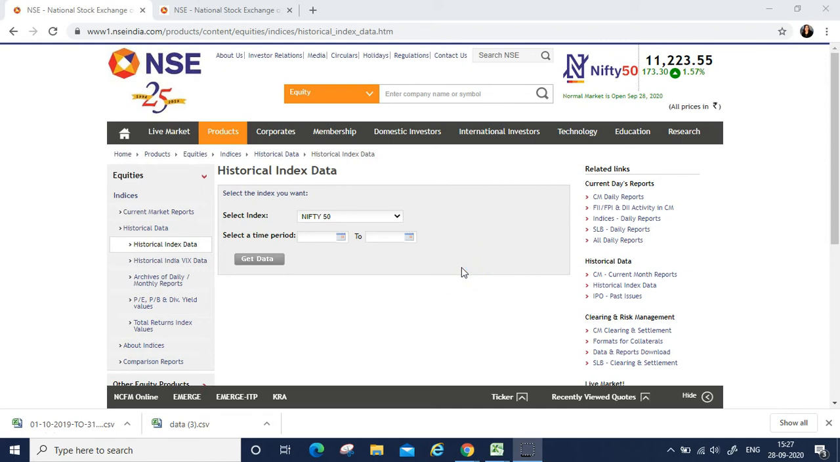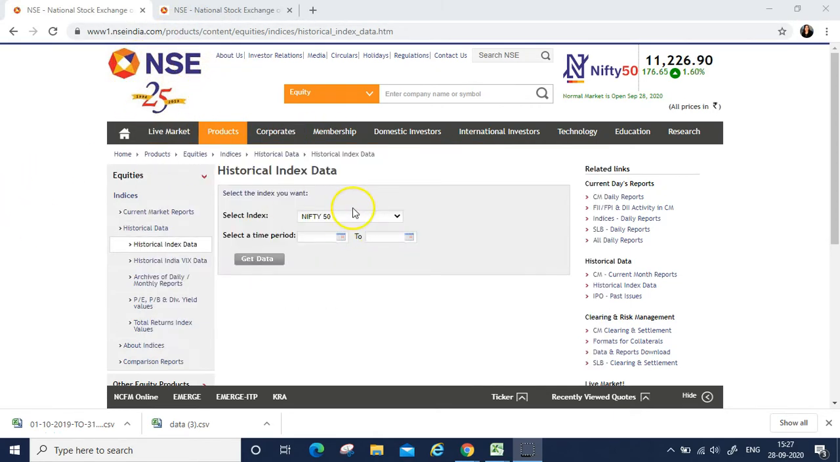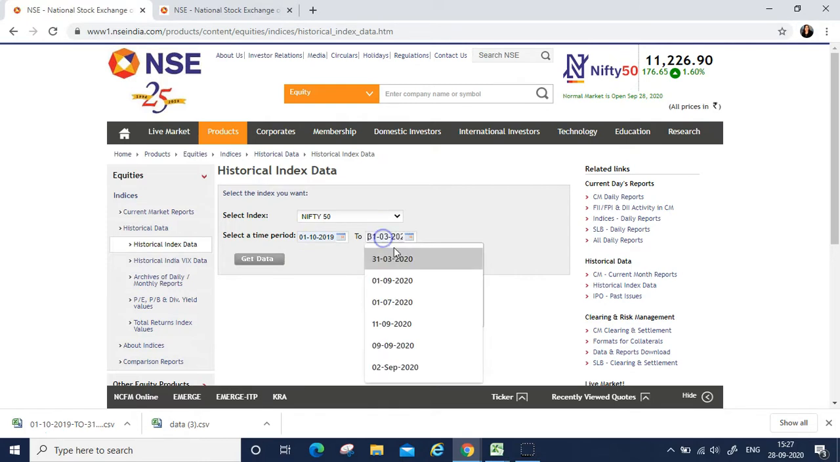Okay, class, the second question is to calculate the beta on an Excel sheet. For this, we are downloading the data from the NSE website. First of all, we will download the data for market indices. Nifty 50 represents the market indices for NSE, and we are taking the time period of 6 months, from 1st September 2019 to 31st March 2020.